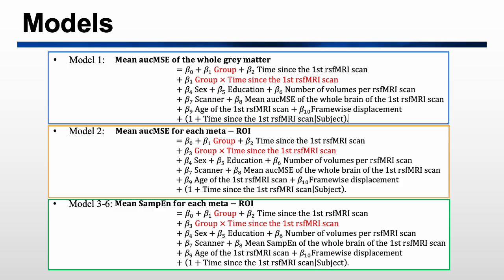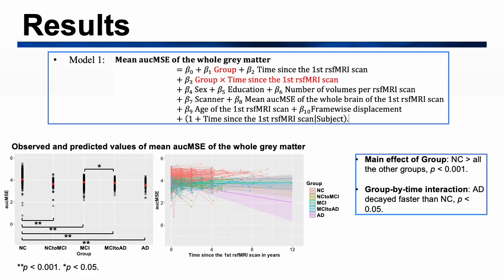We used linear mixed effects models to investigate the main effects of group and the time by group interactions. Model 1 evaluated complexity for the whole gray matter, and Models 2 to 6 were based on meta-ROI analyses. In all the models, normal control was used as a baseline group to be compared by other groups. Now, I'm going to show you the results.